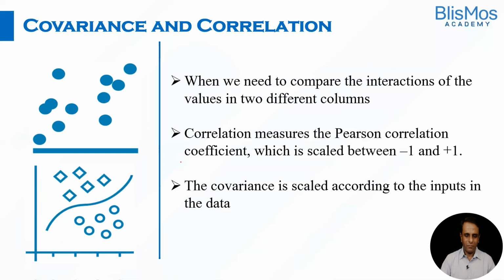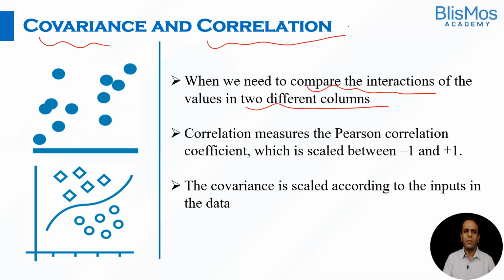So far, whatever measures we have discussed, all of them are mostly single-column ones. But do you think data analysis only includes single-column ones? Not really. Data analysis involves multiple columns as well. Whenever you want to compare the interactions of the values in two different columns, that is when covariance and correlation come into the picture.